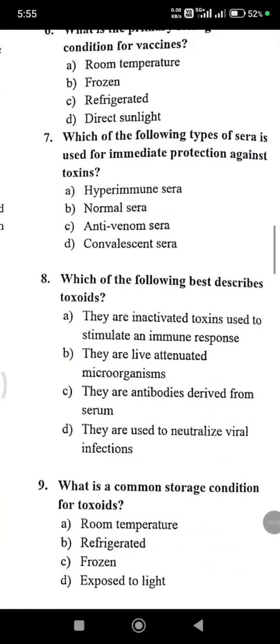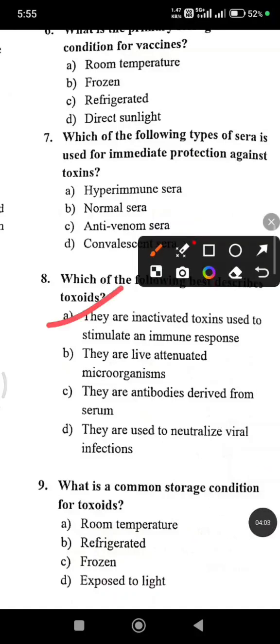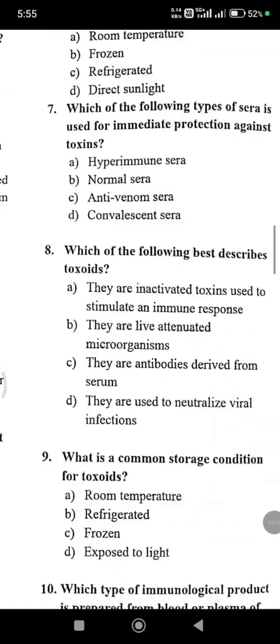Which of the following best describes toxoids? Option A, they are inactivated toxins used to stimulate an immune response. Option B, they are live attenuated microorganisms. Option C, they are antibodies derived from serum. Option D, they are used to neutralize viral infections. The right answer for this question is option A: they are inactivated toxins used to stimulate an immune response.